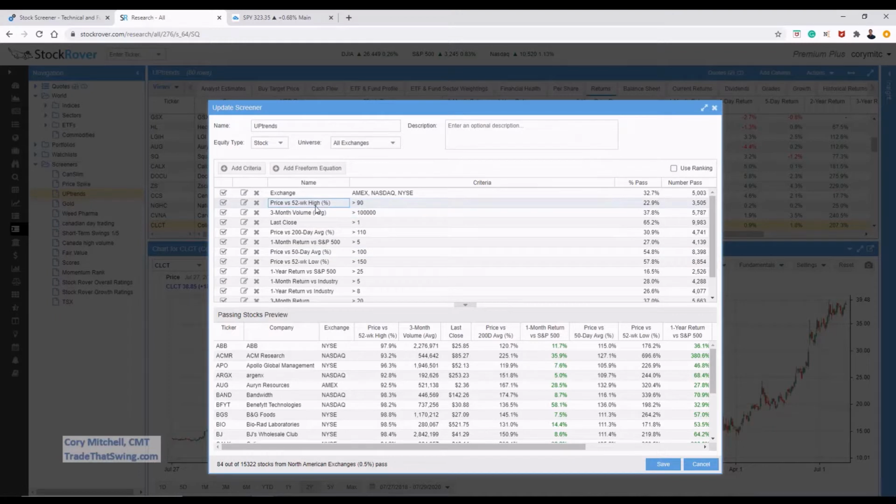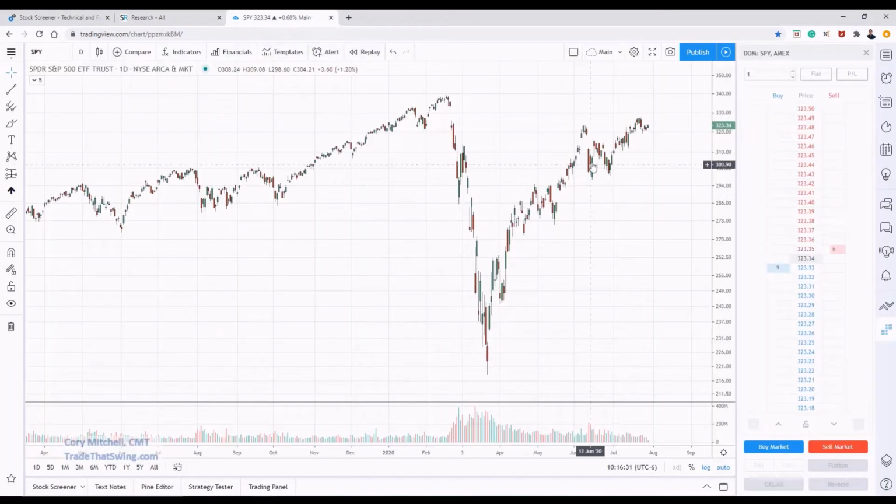So I've chosen price versus 52-week high greater than 90%. This means the stock is within 10% of whatever high it's made in the last 52 weeks. This can be tweaked a little bit. You could put it a little bit higher, a little bit lower. But right now, because the market's strong, I'm saying I want to trade stocks within 10% of their high. Even the S&P is within 5% of its high. I leave it at 10 though.